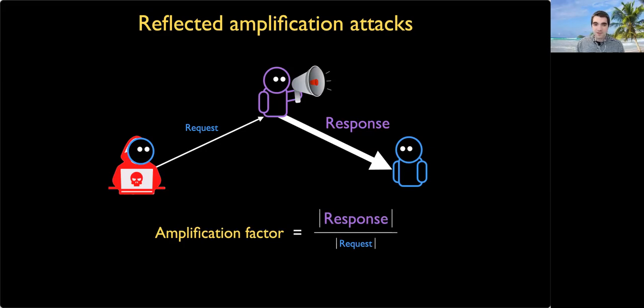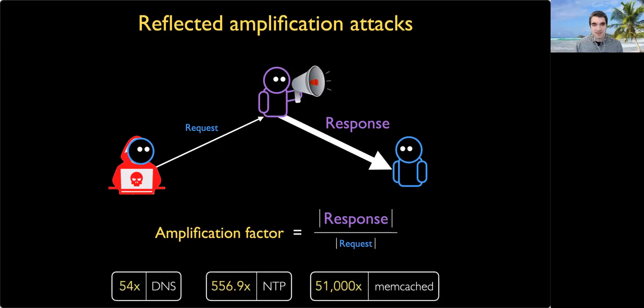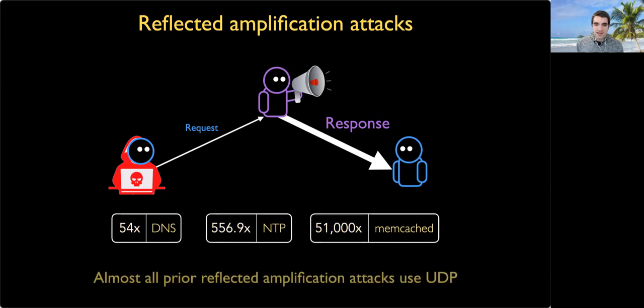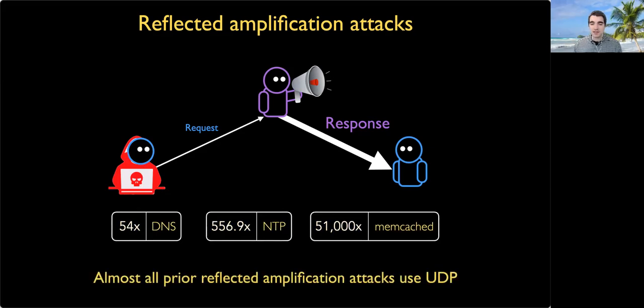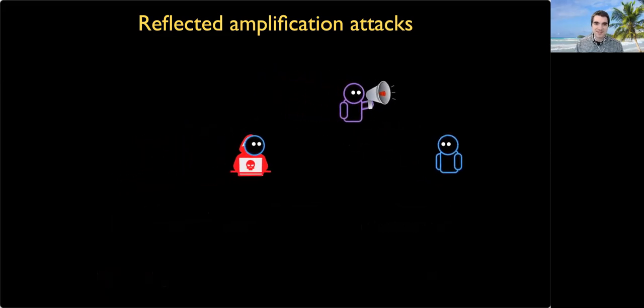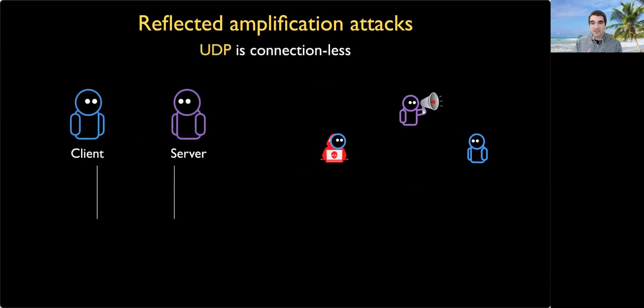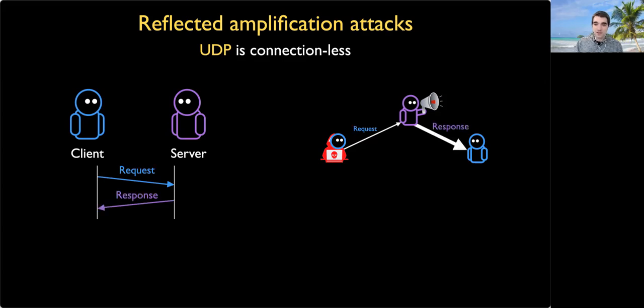Historically, there have been some very large attacks like this: DNS, NTP, Memcached, just to name a few. But almost all of these attacks have historically been limited to UDP. The reason for this is that UDP is a connectionless protocol. There's no setup needed before a client and server can start communicating. So it's amenable to this idea of pretending to be your victim, making a request, and then just letting that server send a large response to your victim.